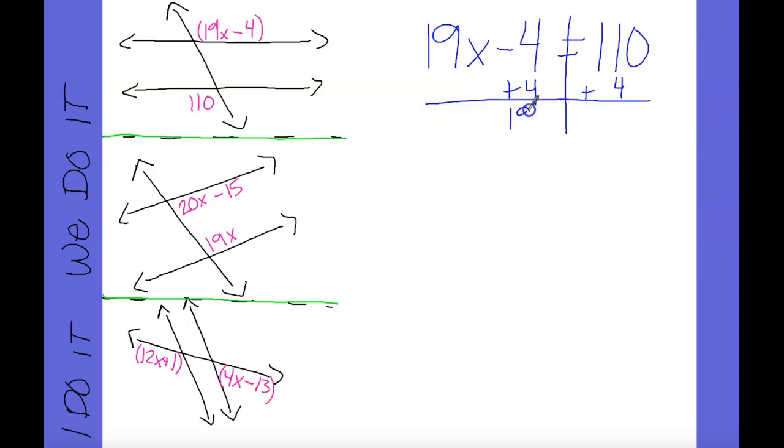So I get 19x equals 114. Then I would do what? Divide by 19. You have a handy dandy calculator in front of you? What'd you get? 6. So x equals 6.